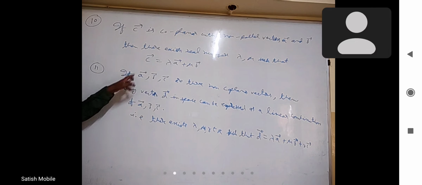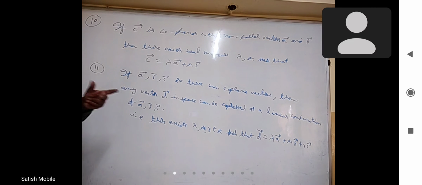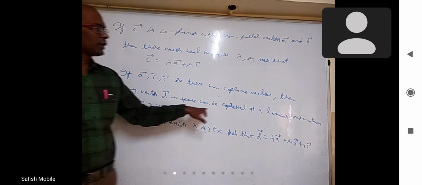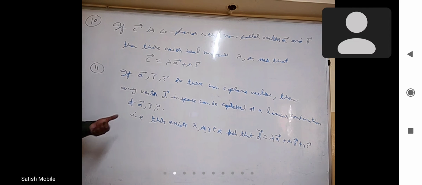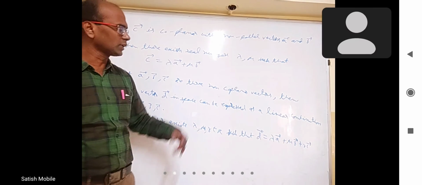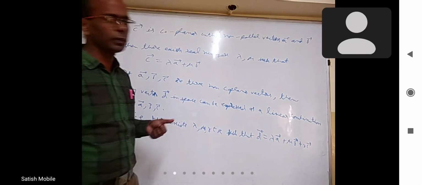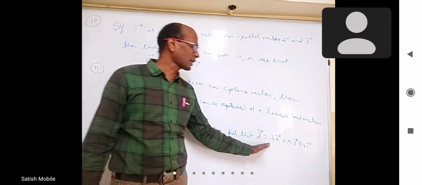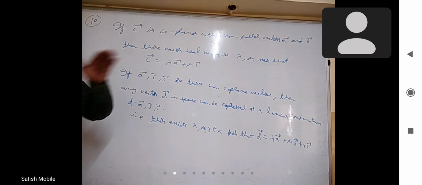Similarly, if A bar, B bar, C bar are three vectors which are not in one plane, they are in space, then any vector D bar in space can be expressed as a linear combination of A bar, B bar, C bar. That means there exist three real numbers lambda, mu, gamma such that lambda into A bar plus mu into B bar plus gamma into C bar will be D bar. In fact, this is the reason we take every vector in space as xi plus yj plus zk and every vector in the xy plane as xi plus yj.